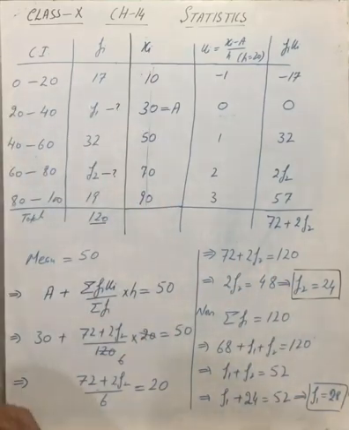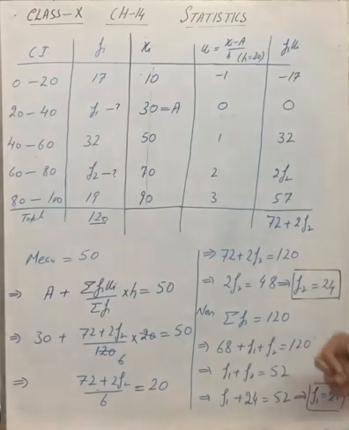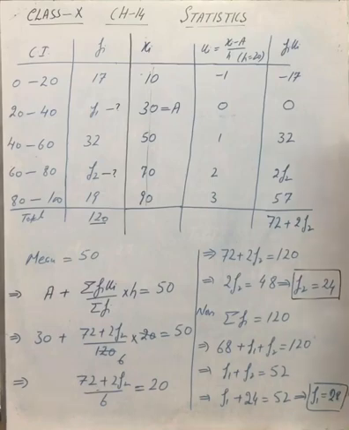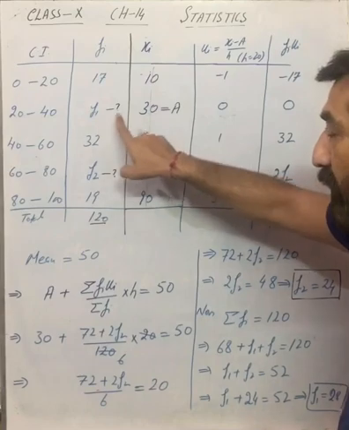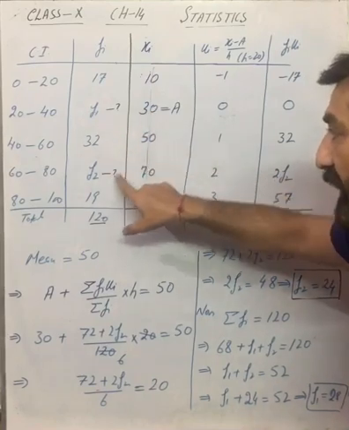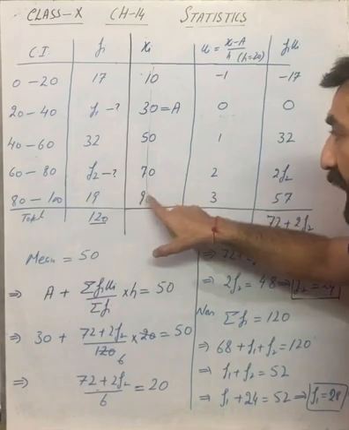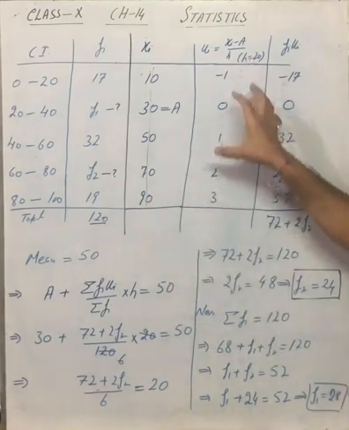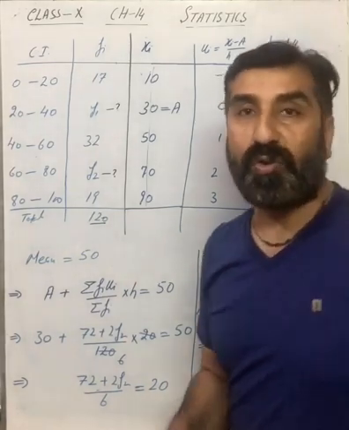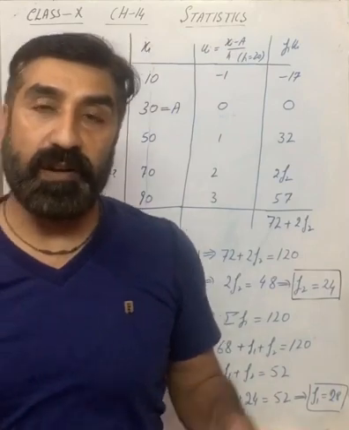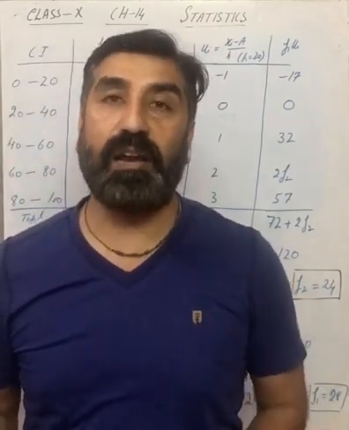If you just see how easy it is when you apply step deviation, the calculation becomes very easy. Suppose you had not applied step deviation and had applied the direct method, then you would multiply 17 by 10, f1 by 30, f2 by 50, f2 by 70, 19 by 90. It would have been a huge calculation work. So it is better to apply the step deviation method whenever there are missing terms, like this f1, f2.